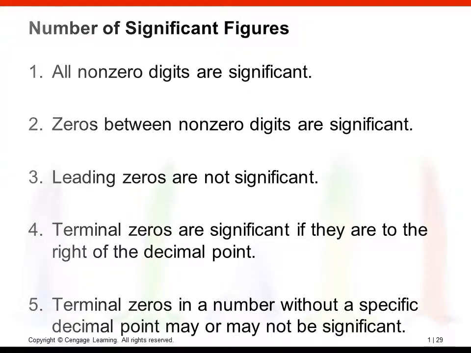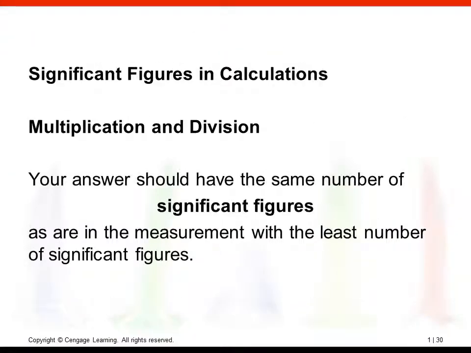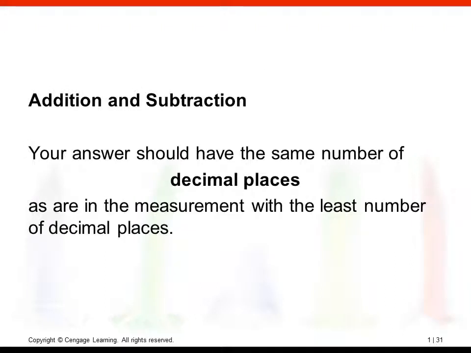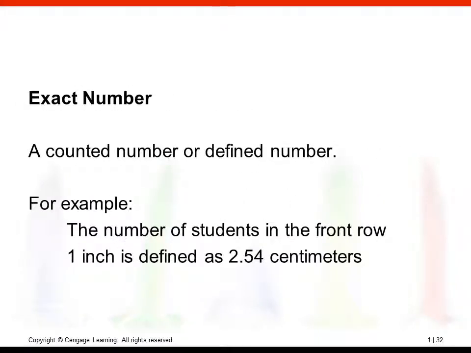When manipulating measurements, you must account for the difference in precision. When multiplying and dividing, your answer has the same number of significant figures as the measurement with the fewest. When adding or subtracting, your answer should have the same number of decimal places as the measurement with the fewest. Exact numbers are simply conversion factors, and they are never considered when determining the number of significant figures to round to.